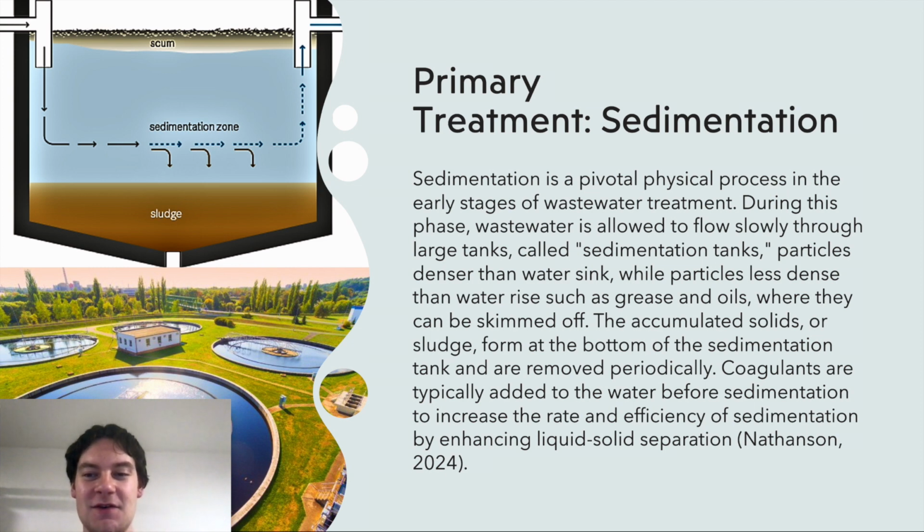Sedimentation is a pivotal physical process in the early stages of wastewater treatment. During this phase, wastewater is allowed to flow slowly through large tanks called sedimentation tanks. Particles denser than water sink, while particles less dense than water rise, such as grease and oils, where they can be skimmed off. The accumulated solids or sludge form at the bottom of the sedimentation tank and are removed periodically.